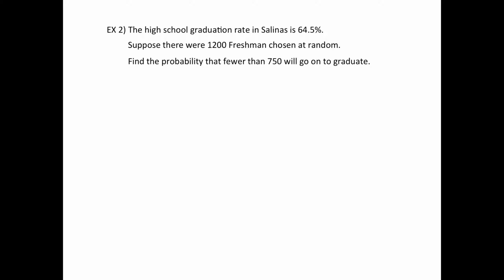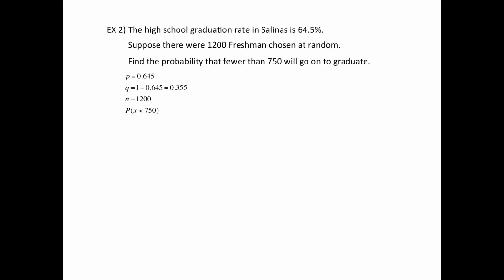Let's try one more. According to what I just Googled, the high school graduation rate in Salinas is 64.5%. There are, I believe, 4 public high schools in Salinas. So it's saying when you look at all 4 of them together, 64.5% graduation rate. Now suppose there were 1,200 freshmen out of those high schools, chosen at random. Find the probability fewer than 750 go on to graduate.